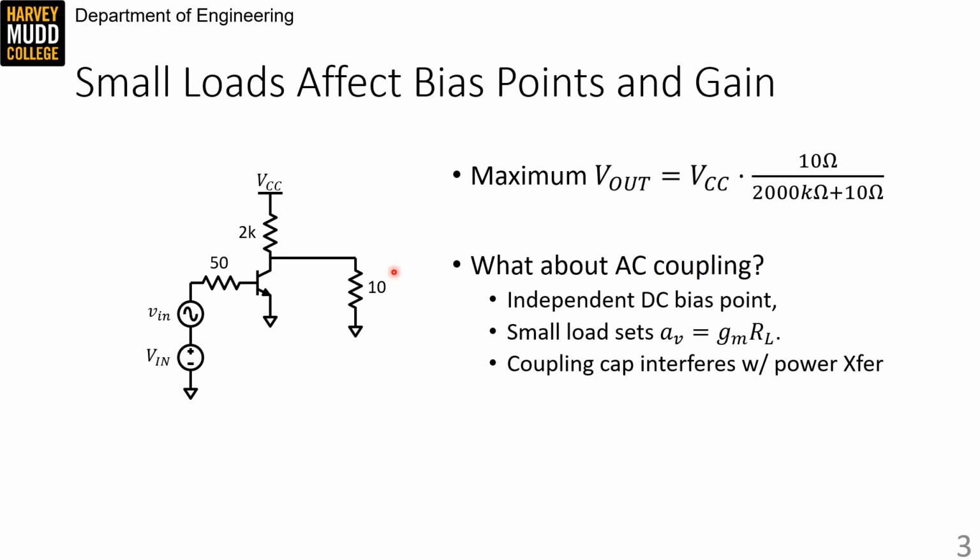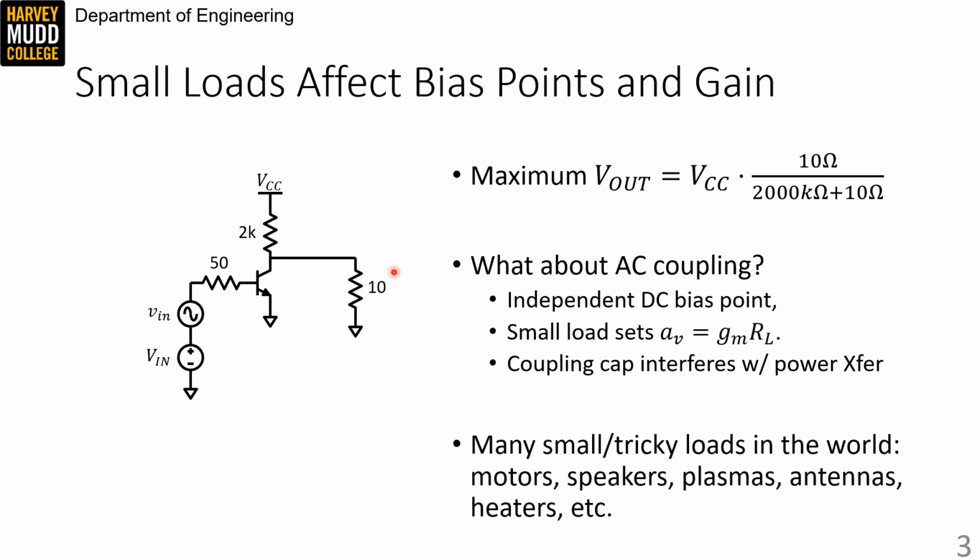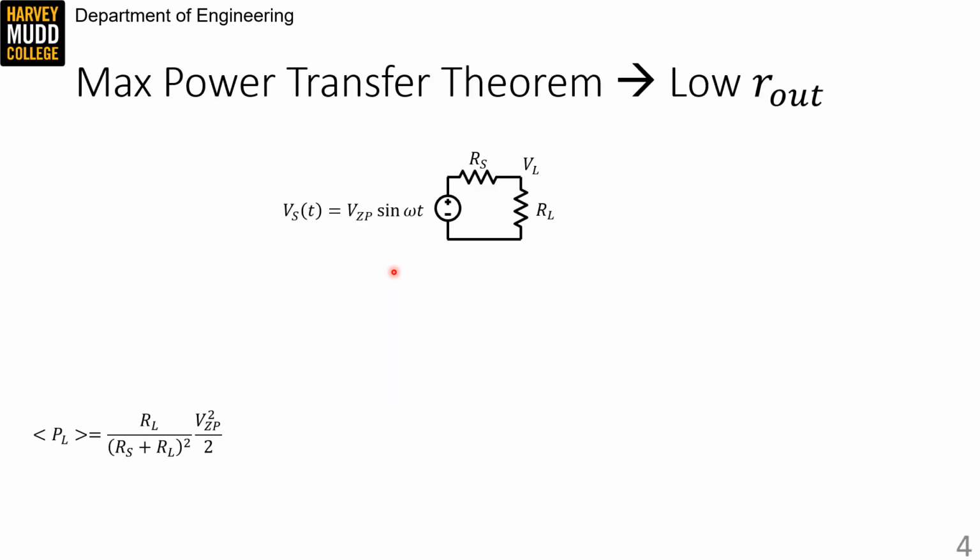And it's worth mentioning that this idea of driving a small load isn't an academic problem. There are lots of tiny weird loads in the world, like motors, speakers, plasmas, antennas, heaters, and many others. So we need to come up with an amplifier that can drive these physical things. Because there are so many weird loads in the world, it's worth making a unified theory to figure out how to get power into them. The theoretical tool that we use for that is called the maximum power transfer theorem, and we'll derive it using the circuit pictured here.